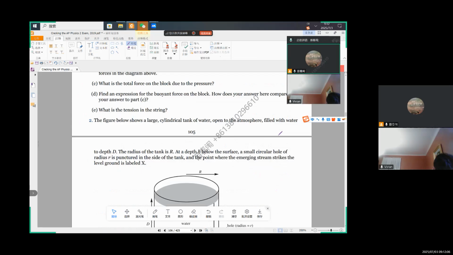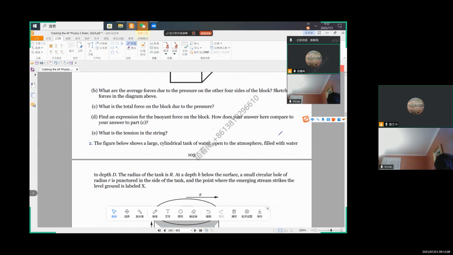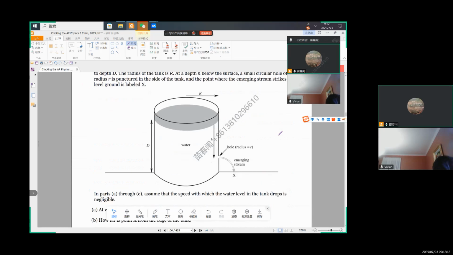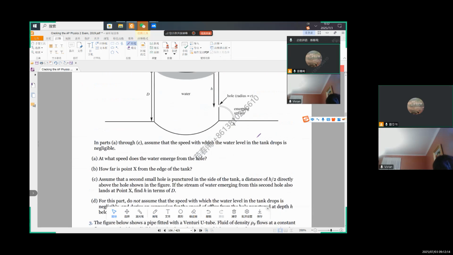Well, let me see, what is this thing actually? Oh, the tank. There's the tank of water. So this is B, right? Kinematics. And what's B? This one is the answer. And C.